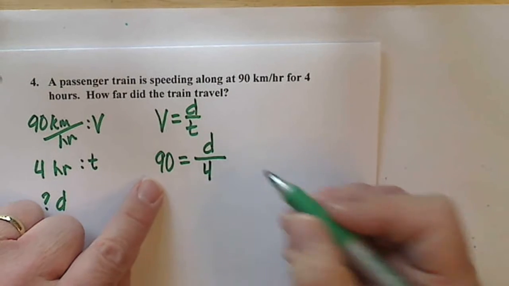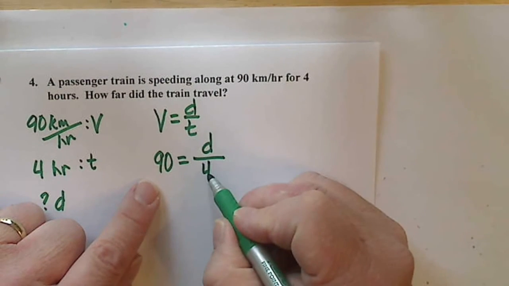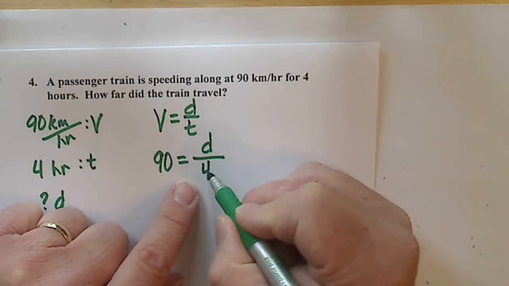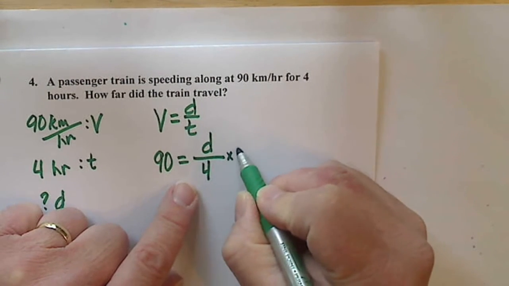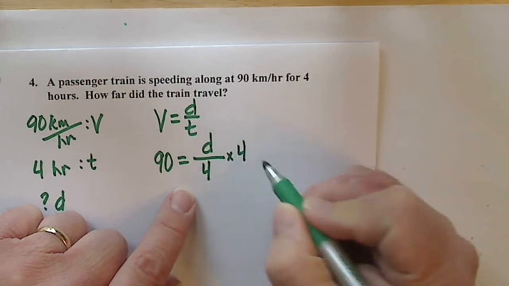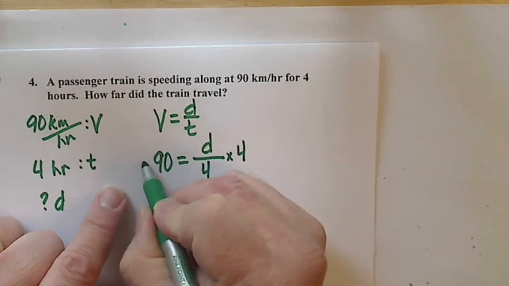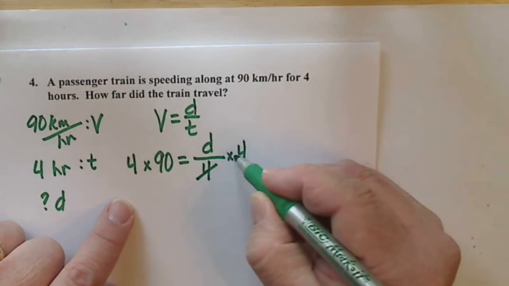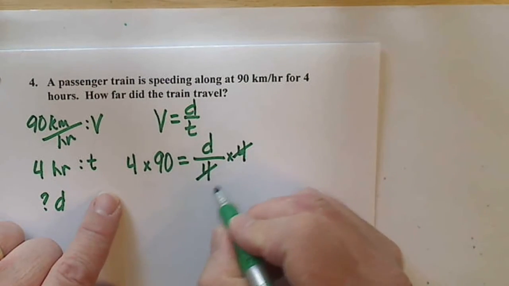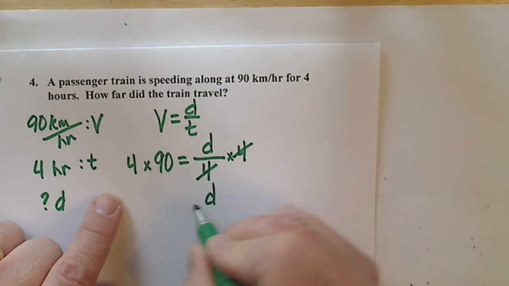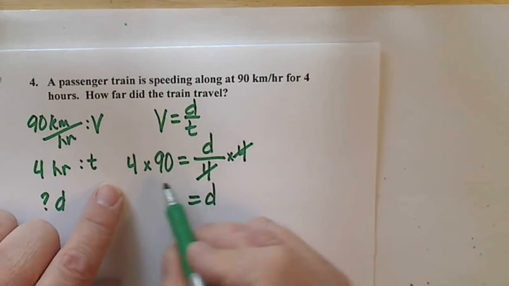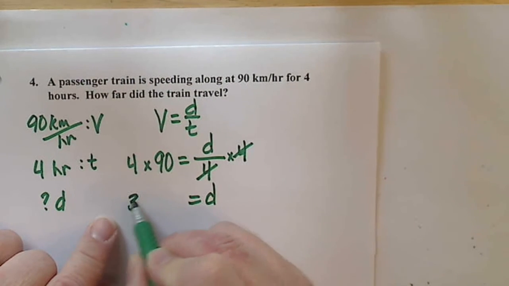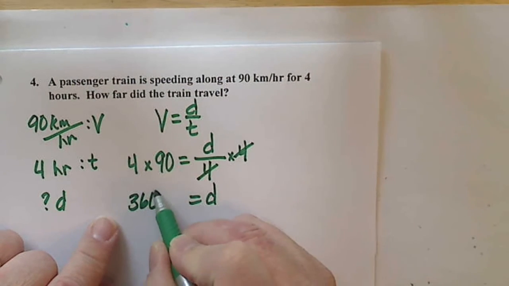Now we just got to do a little bit of algebra. What number divided by 4 gives me 90? In algebra they teach us, since we're divided by 4, we need to do the opposite. Get that D by itself. If you multiply this side by 4, you got to multiply this side by 4. That way you got 1 on the bottom, 1 on the top. They cancel out. So D is going to be equal to 4 times 90. So 4 times 9 is 36, and you tack on that 0.